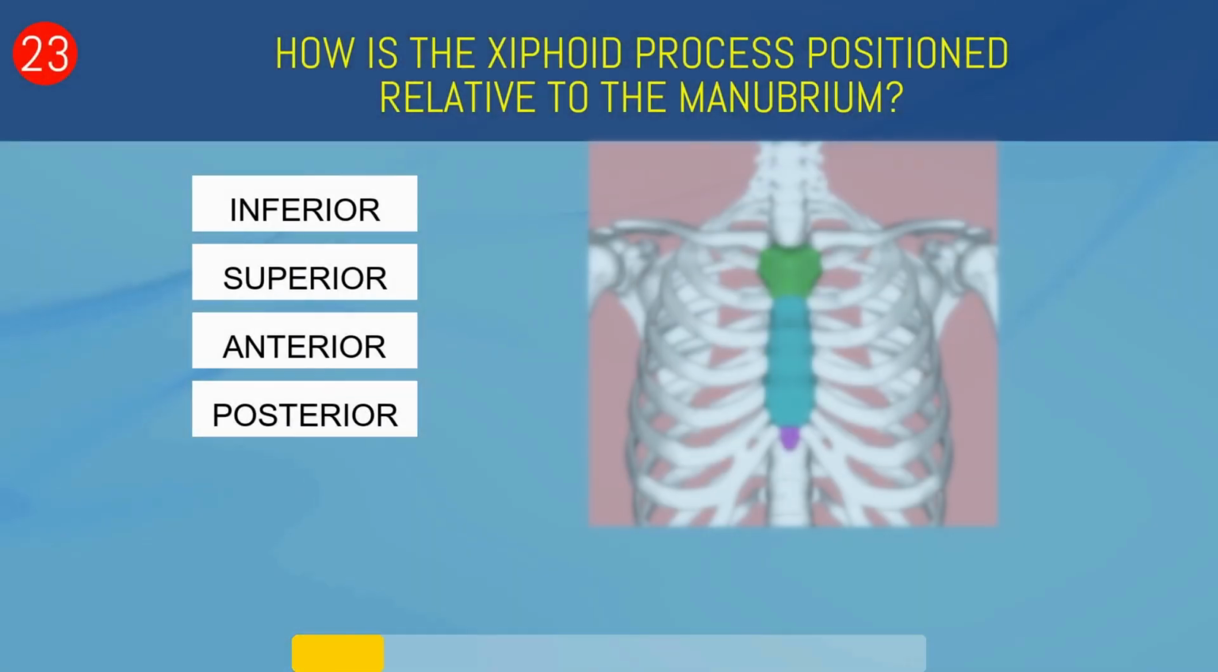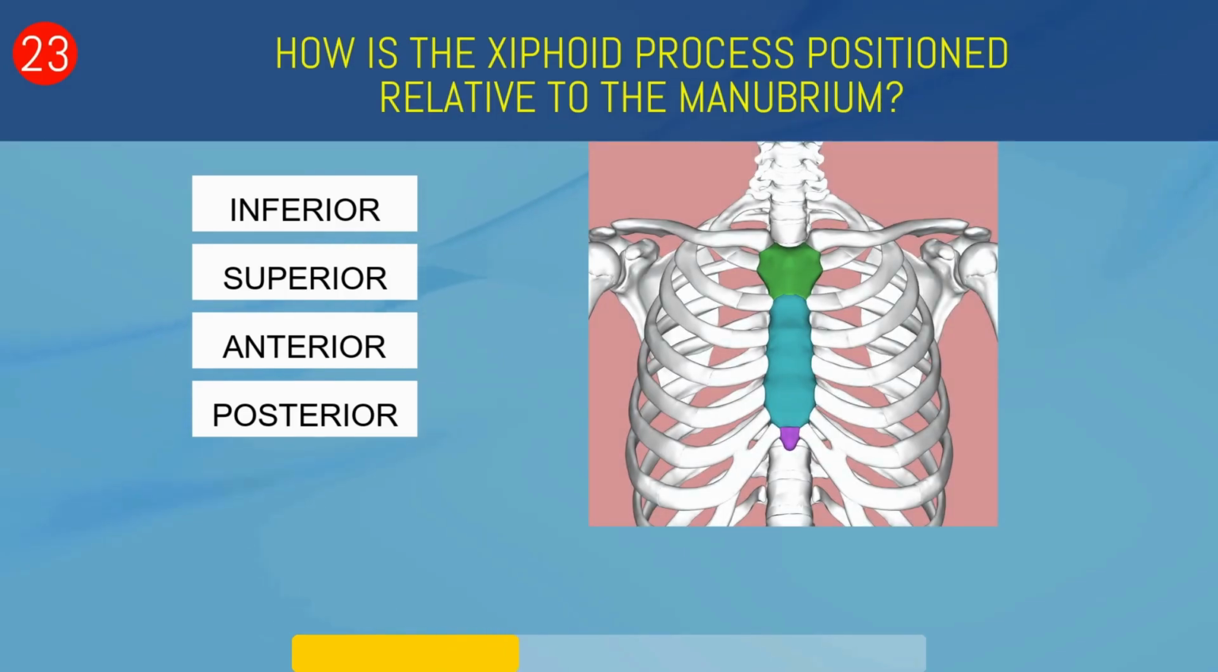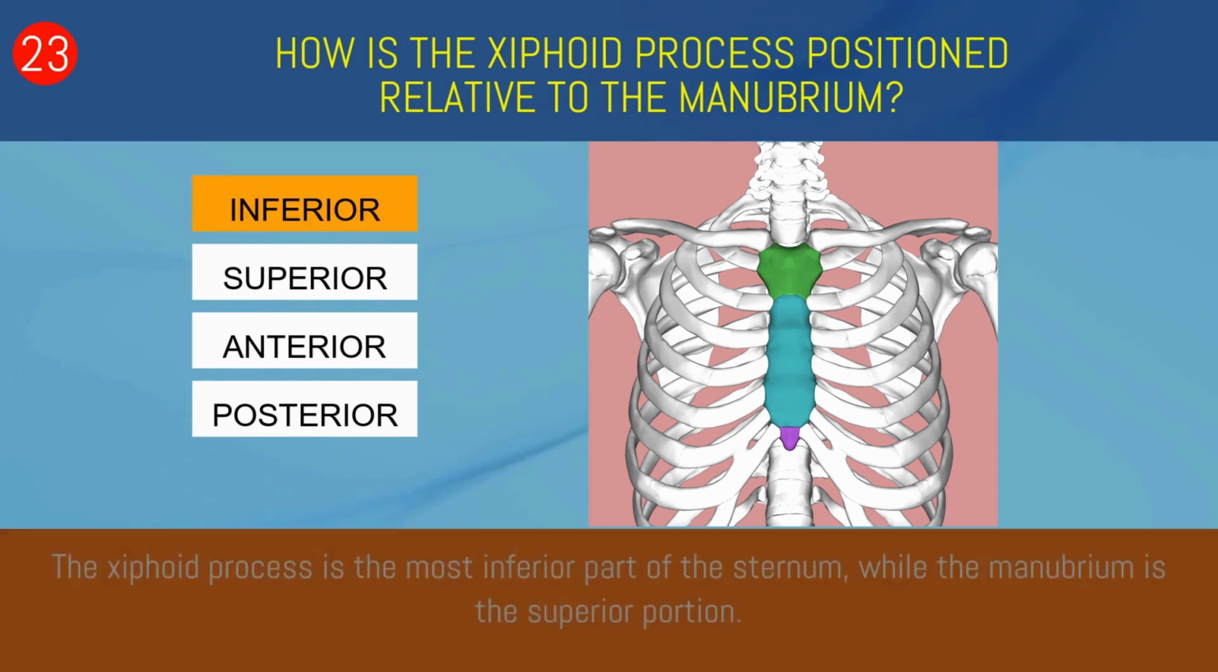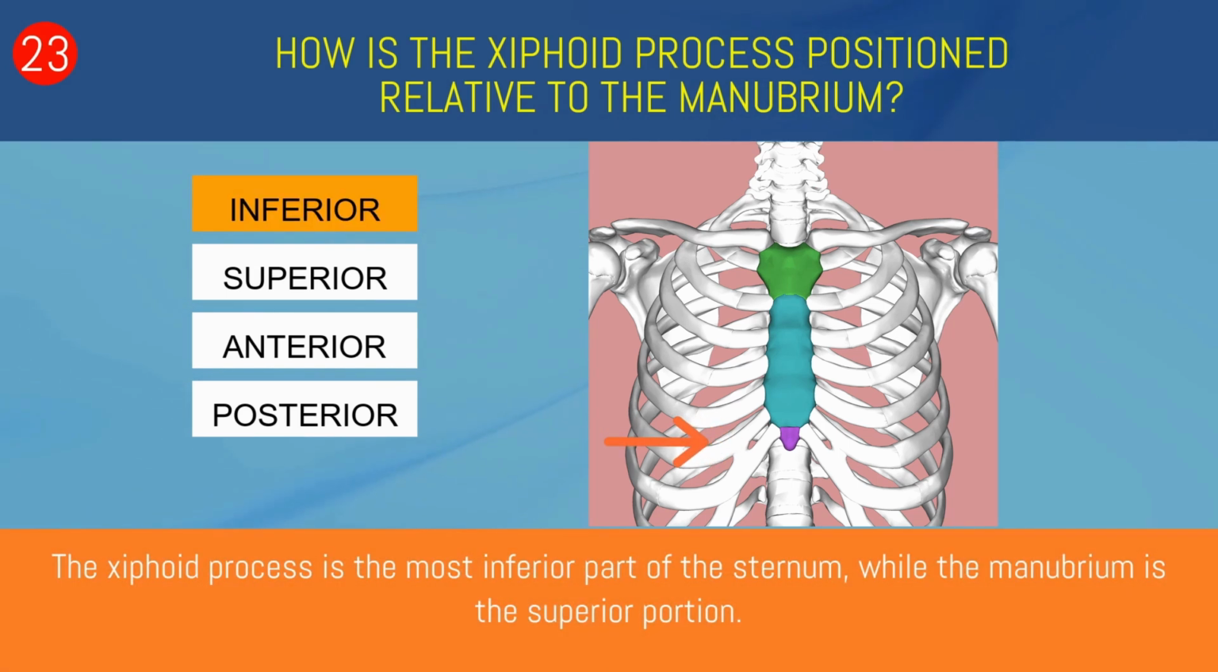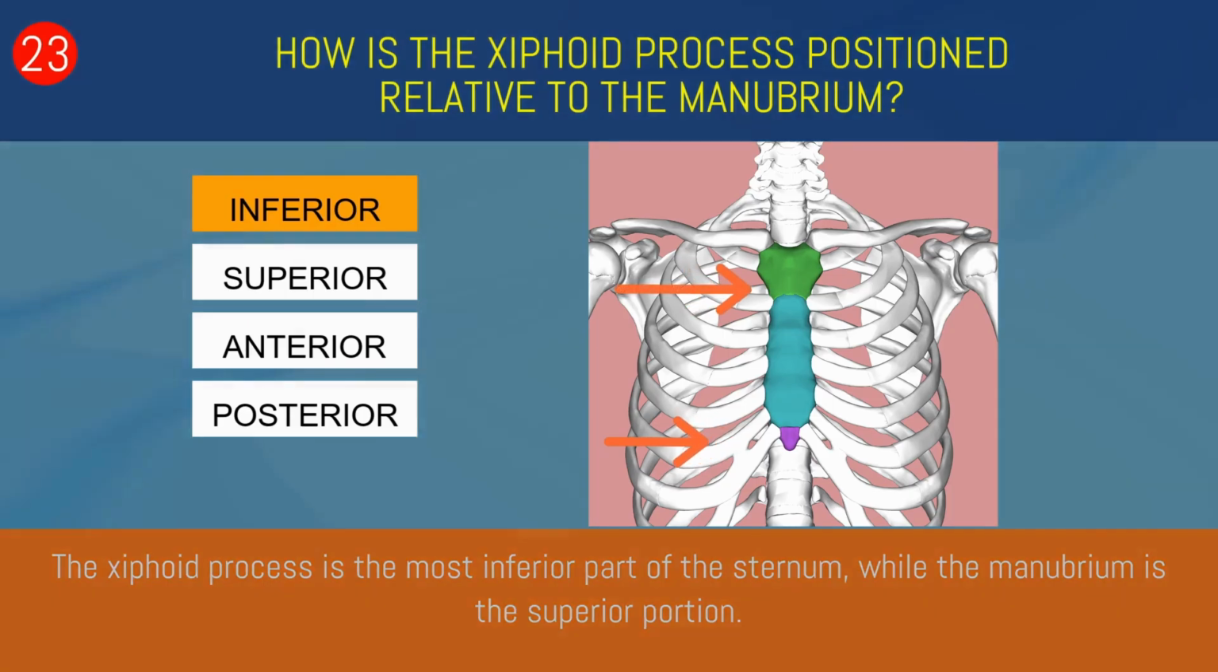How is the xiphoid process positioned relative to the manubrium? Inferior, superior, anterior, or posterior? Inferior. The xiphoid process is the most inferior part of the sternum, while the manubrium is the superior portion.